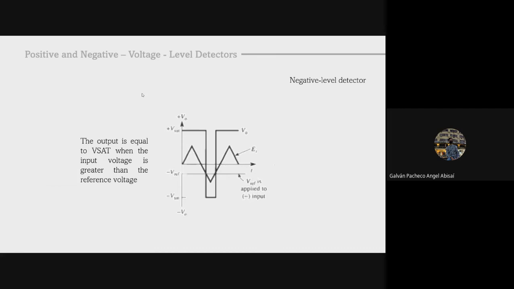But in the moment that our input signal is lower than the reference signal voltage, in this case, the value of the output will be equal to the saturation voltage, but in negative.